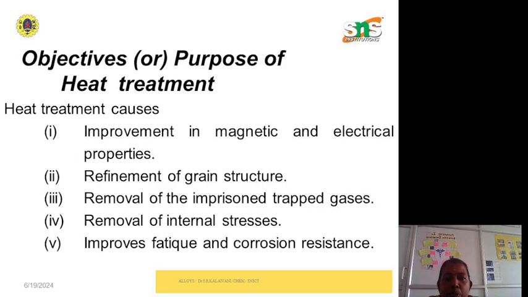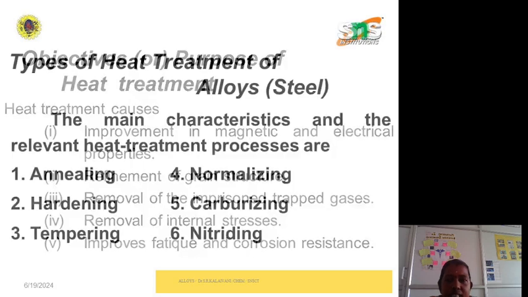Then, the objectives or purpose of heat treatment. The main purposes are improvement in magnetic and electrical properties, refinement of grain structure, removal of imprisoned trapped gases, removal of internal stresses, and improved fatigue and corrosion resistance.